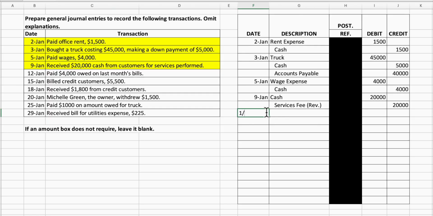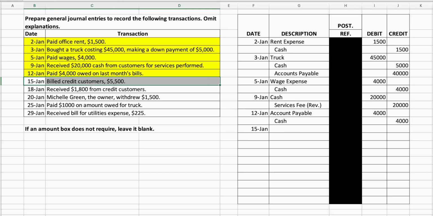On to January 12th, we paid $4,000 that was owed on last month's bills. So you have bills, right? All of us have bills. And you paid $4,000 on those bills. Now, you paid with cash. And what did you pay? You paid on bills that are part of your accounts payable. So you paid cash, $4,000 toward your accounts payable. So that takes care of January 12th.